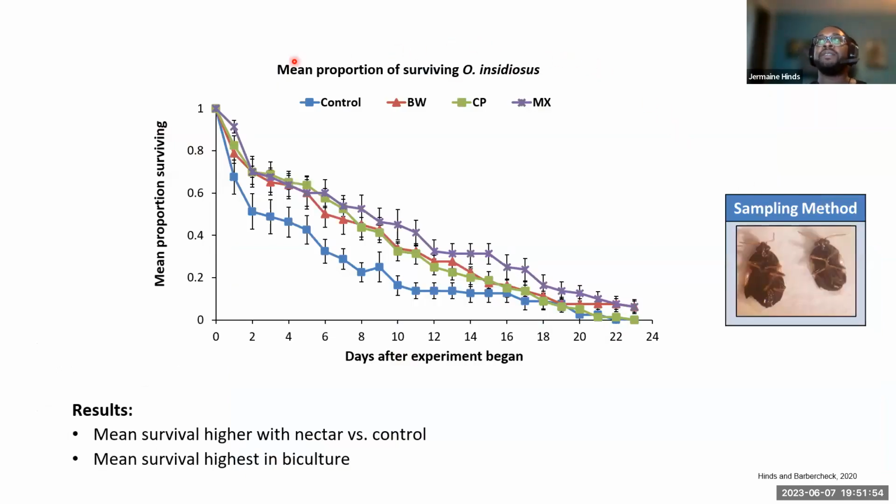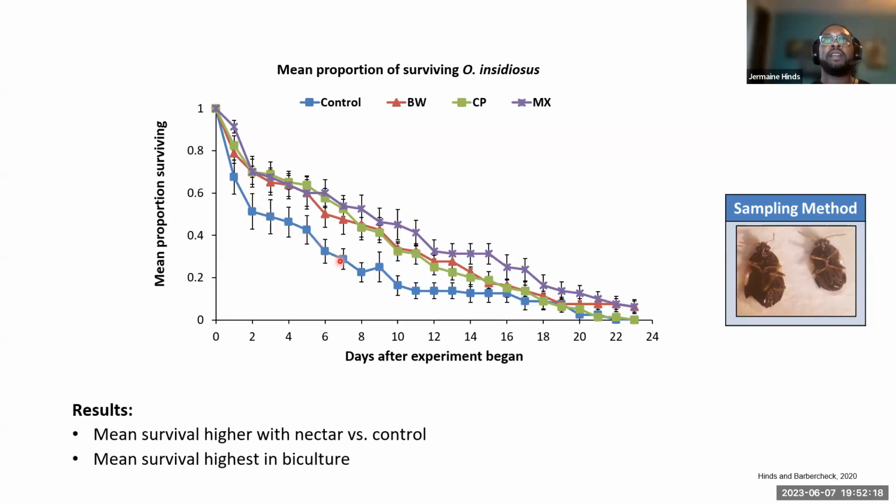And so first up is just showing some results from the survival. So on this x-axis, you have your percentage of insects surviving. And on the y-axis, you have the days after the experiment began. And remember, this is survival. And so what we have here is blue was that control. So no plant resources were provided. It was just water and green beans.